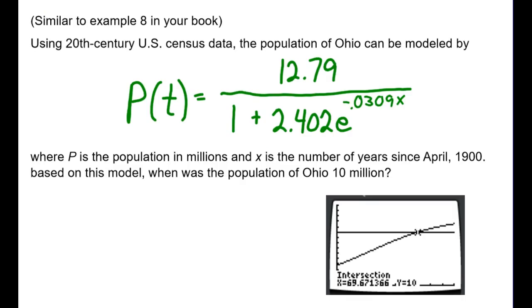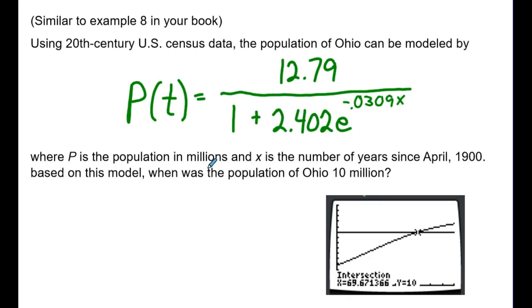The last example we're going to discuss is going to be similar to example 8 in your books, so if you want to look at another example to go through this again, you can look at example 8. Using 20th century U.S. Census data, the population of Ohio can be modeled by the following function. P of t equals 12.79 divided by 1 plus 2.402 times e raised to the negative 0.0309x. P is the population in millions, and x is the number of years since April of 1900. Based on this model, when was the population of Ohio 10 million?